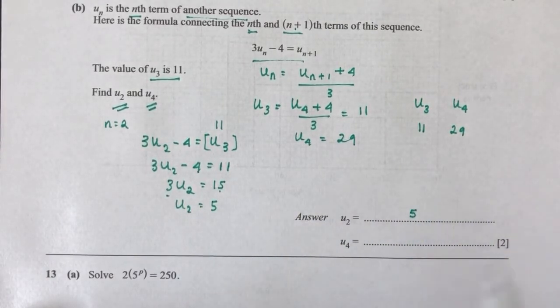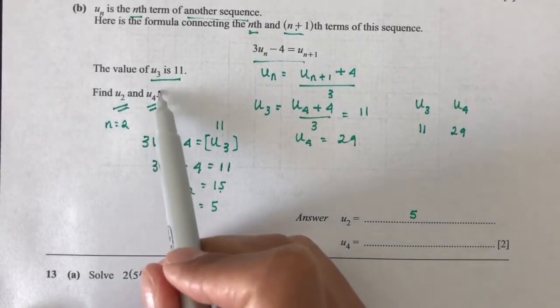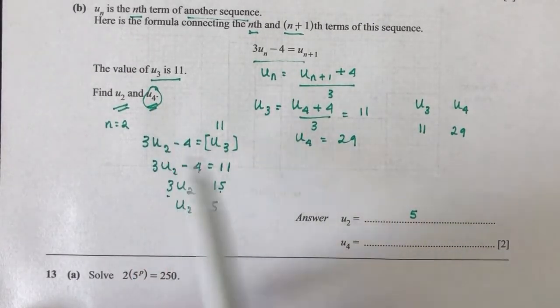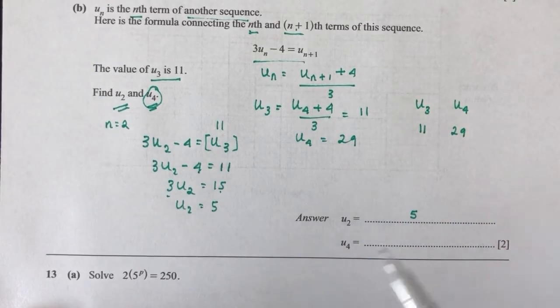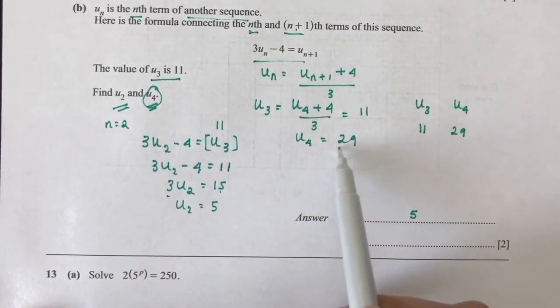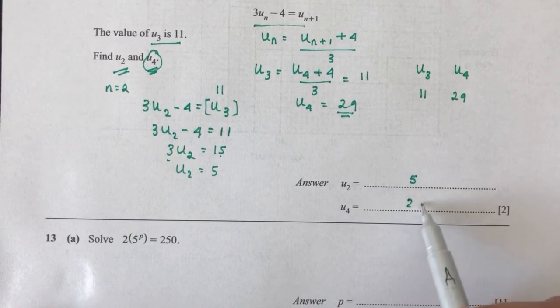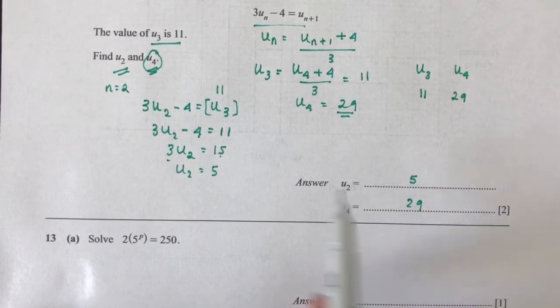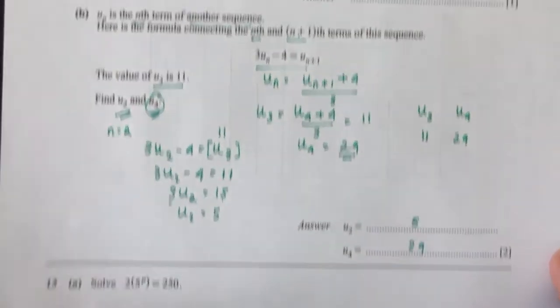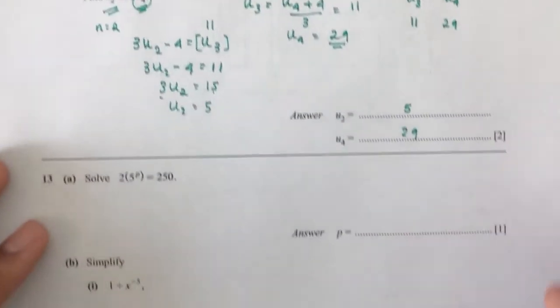First one is 5. And now we have to find u4. So same thing. Let's replace in the formula and find the value of u4. We have found it here actually, which is 29. So u4 is 29. So these are the two answers of part B, and that was question 12.